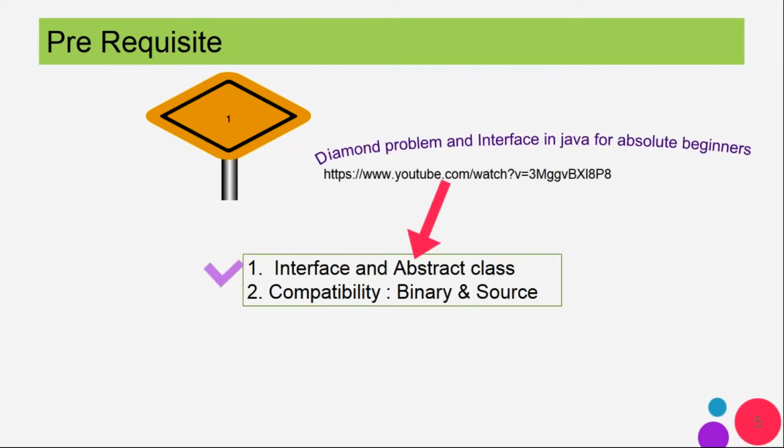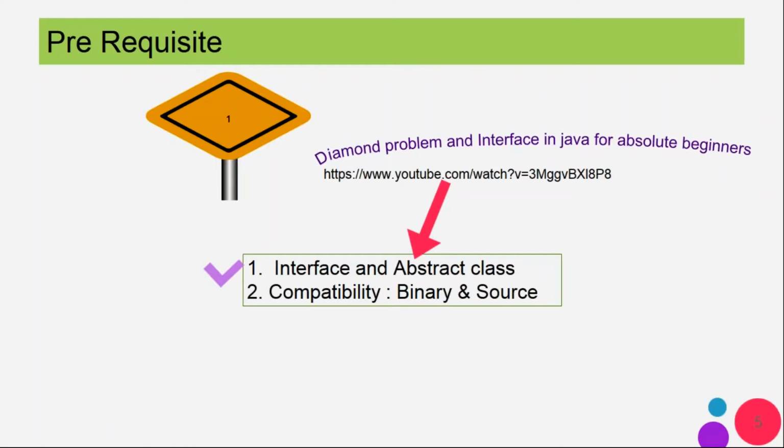If you are a beginner, I have already uploaded one session around interface and abstract class, which is named diamond problem and interface in Java for absolute beginner. I would highly recommend this tutorial for those who do not have much idea, or at least whose basics are not clear, about interface and abstract class. This session is around 95 minutes long, and if you go through that session, then certainly your concepts would be clear around interface and abstract class.